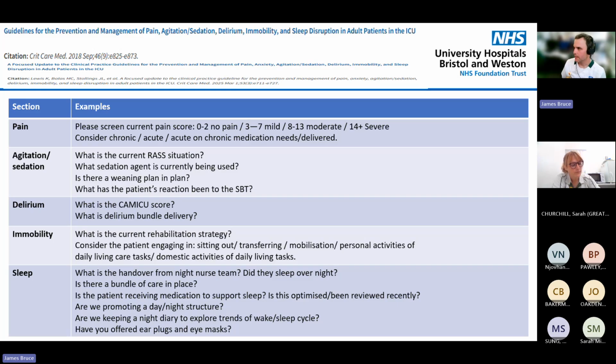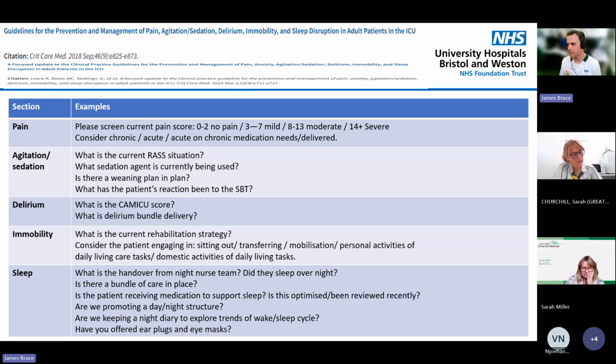So if you think about pain, what score are you using? Is it an Abbey pain score? That's the most used one with the nurses on the units. Is it chronic? Is it acute? Is it acute on chronic? What medications are needed and being delivered to support that? Are we providing too much medication? Is that causing polypharmacy? It's something for you to think about, talking to your pharmacist on the unit as well.